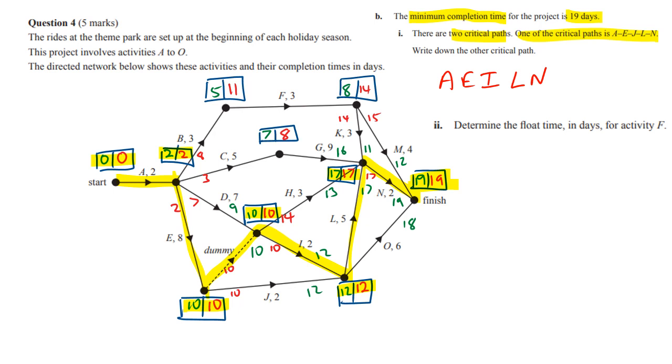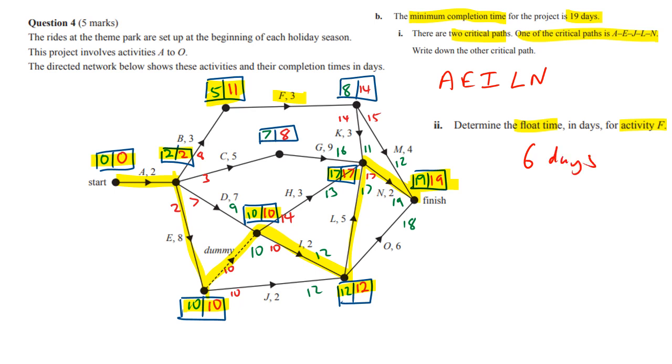Now, here's a tricky part. It says for part II, determine the float time for F. Here is F. Now in the book, it will tell you, just look at these 2 values, find the difference, and write that is 6 days.